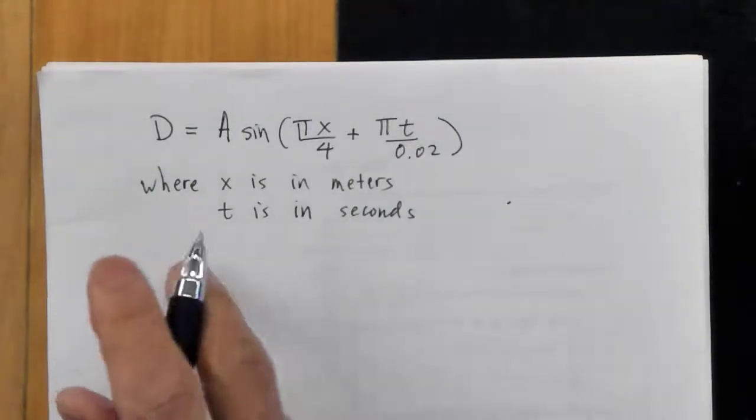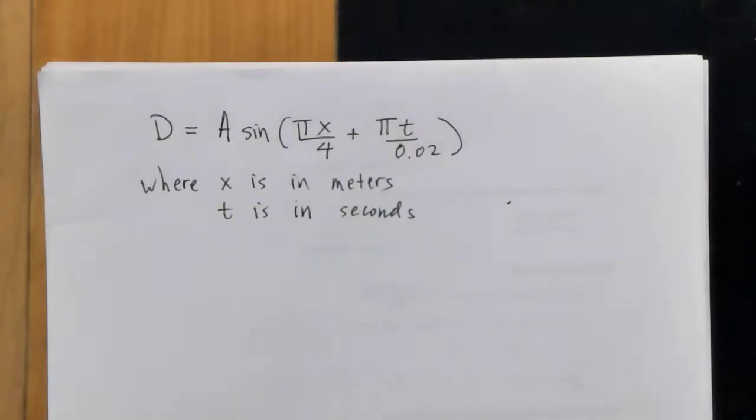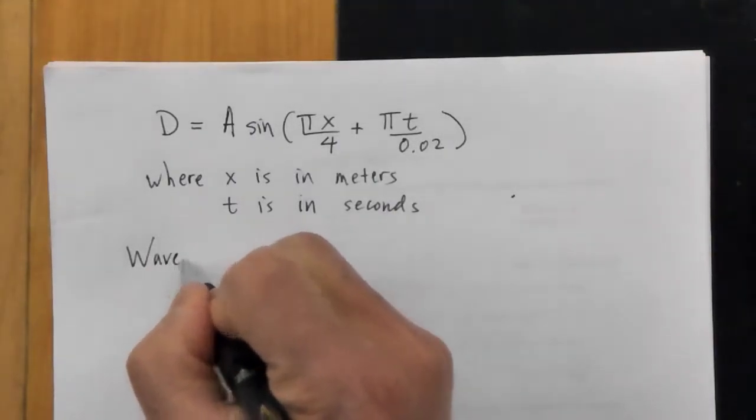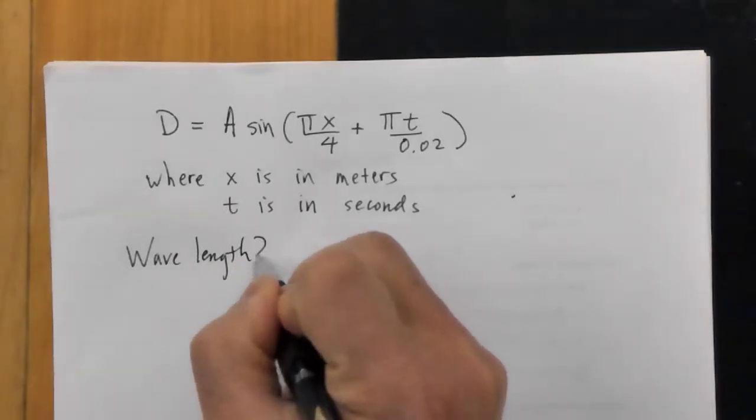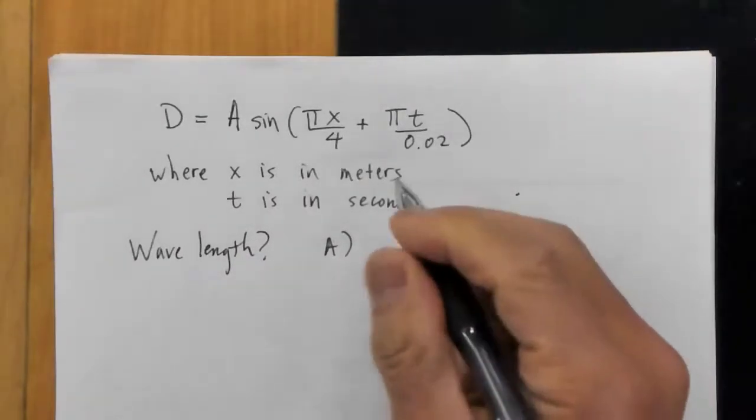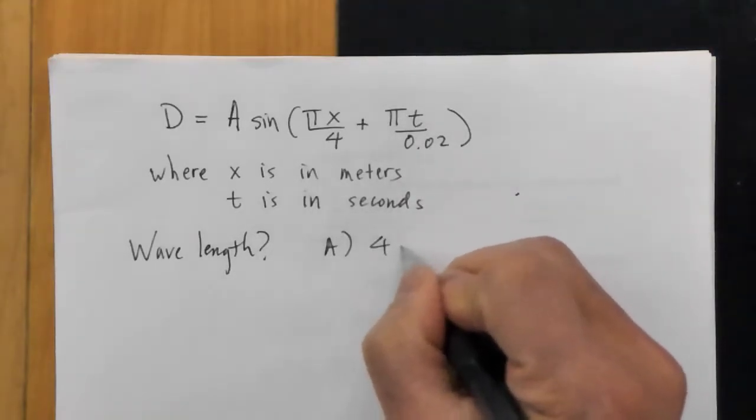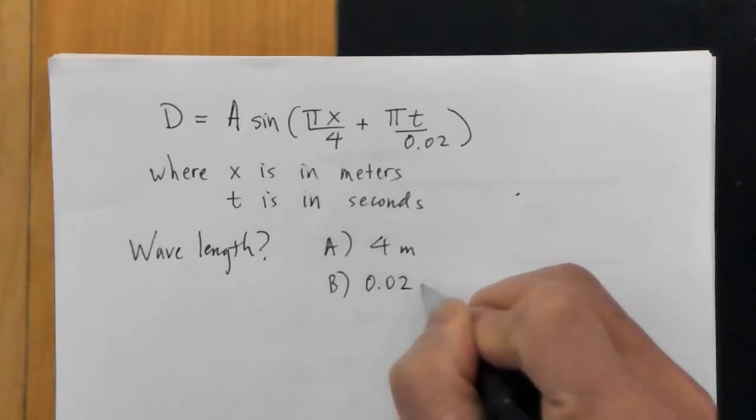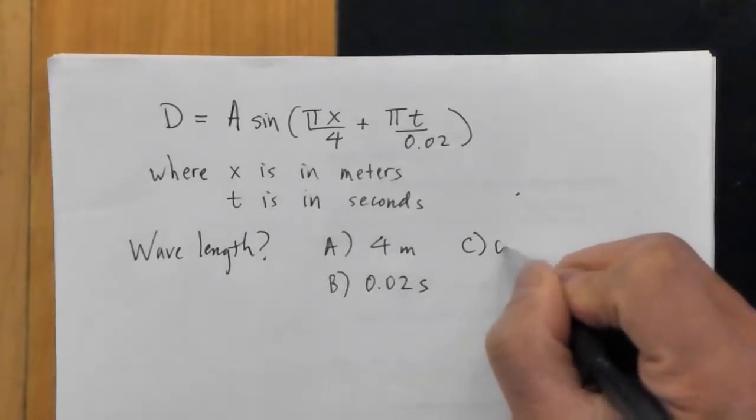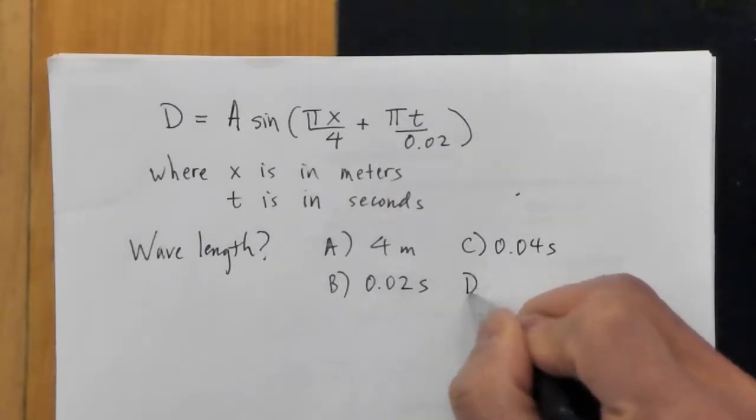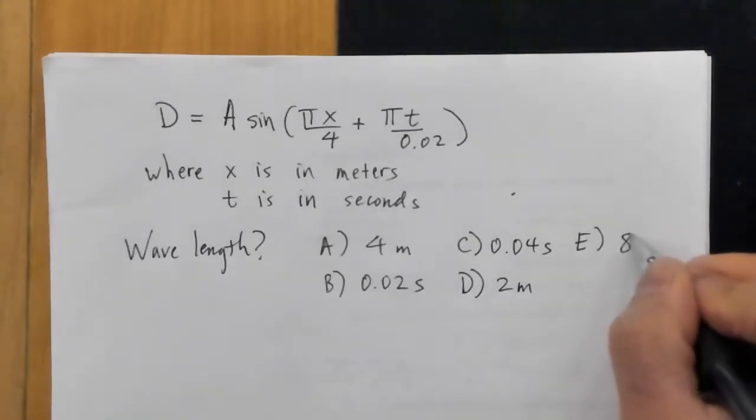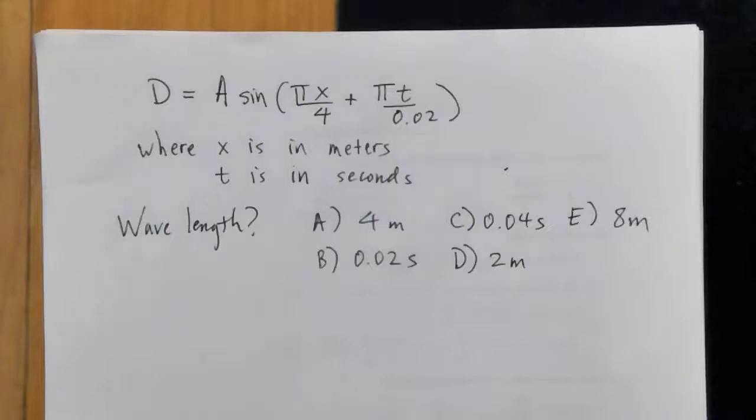Okay, so we have this wave, and the question is, what is the wavelength? Okay, A is 4 meters. B is 0.2 seconds. C is 0.04 seconds. D is 2 meters. E is 8 meters. Okay, and I'll open up the polling on this.